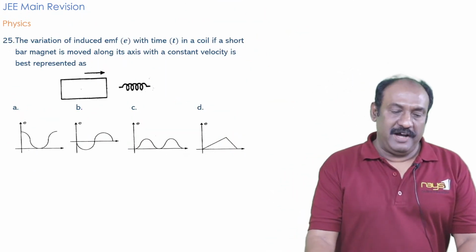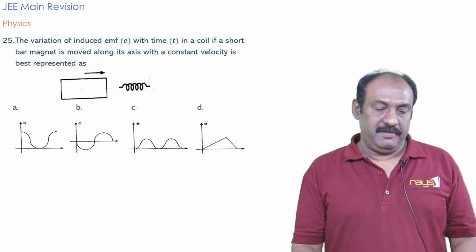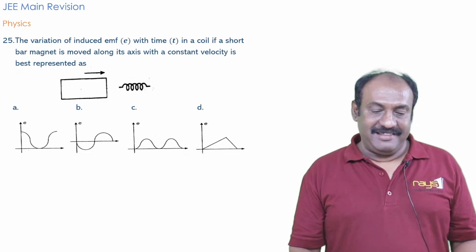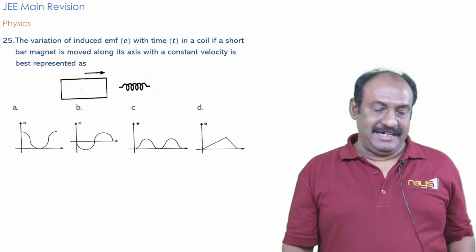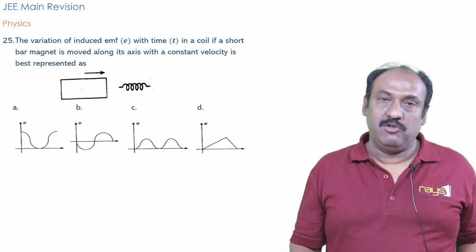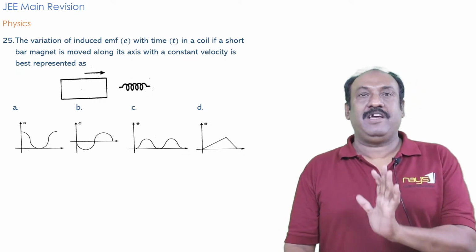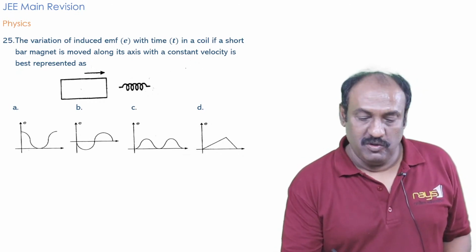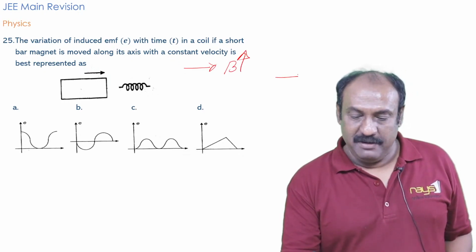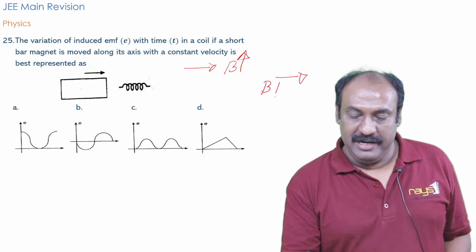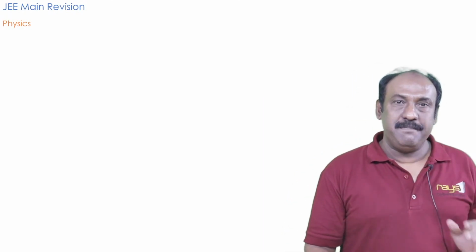Question number 25. The variation of induced EMF with time in a coil, if a short bar magnet is moved along its axis with constant velocity, is best represented as, when the magnet moves towards a coil. When the magnet moves towards a coil, we know that the magnetic field increases in the area of the coil. So as the magnet moves towards the coil, the magnetic field increases in the area of the coil. When the magnet moves away from the coil, the magnetic field decreases. So what is the equation for induced EMF in a coil?